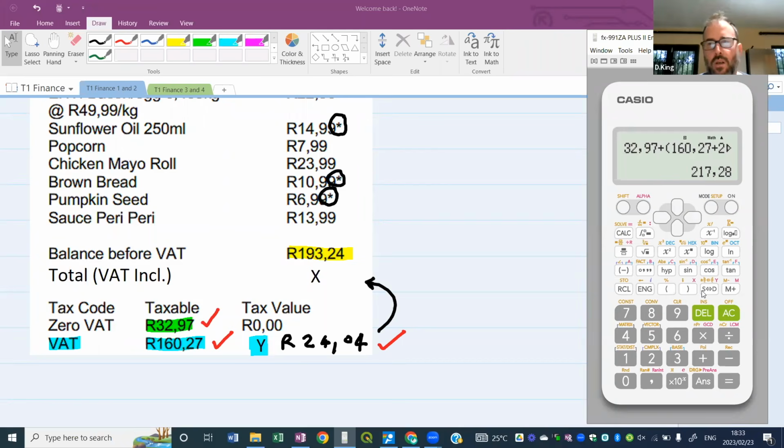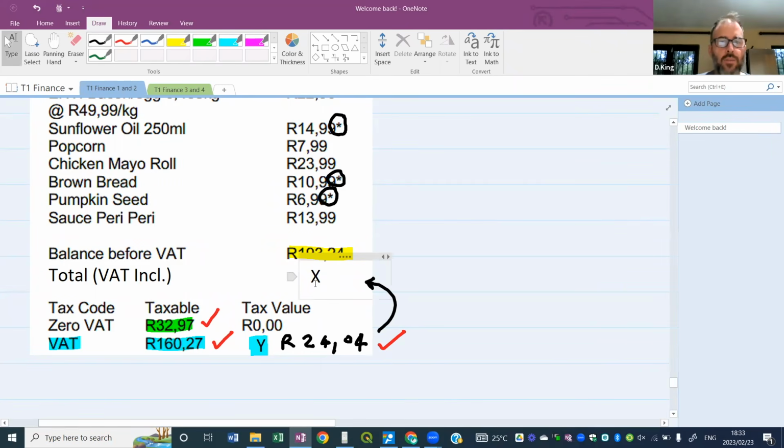Let's see what it is. Ah, there we go. 217.28. Okay. So let's have a look. This value here for X, I'm going to type in there 217.28. So that is the total that you're going to pay for all the items, whether they're VAT rated or not. That's how much you have to pay on your slip, and you're going to reach for your credit card or your debit card to help pay for that.